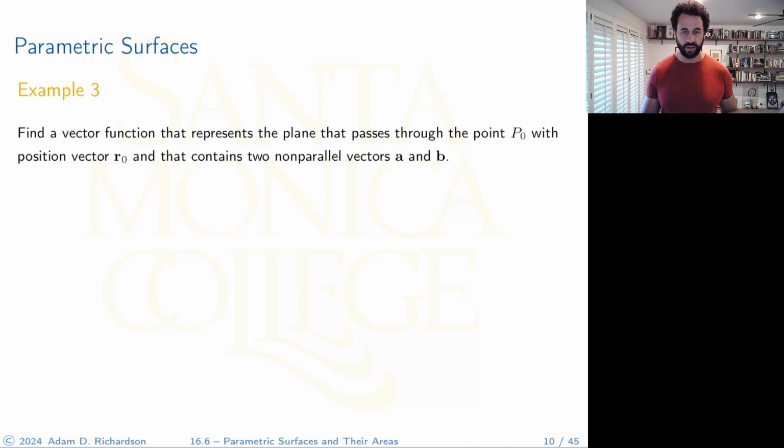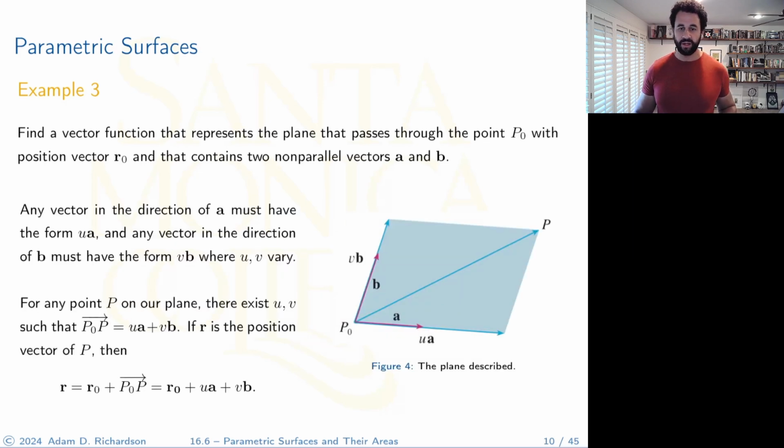Right, here we go. Okay, so first thing is this. We need some kind of parameters, right? So we have this point P naught that basically gives us an initial starting point, right? And then we know that the plane also contains these two vectors, but we can scale those vectors by any amount that we want. So any vector in the direction of A must have the form uA, where u is a scalar. And any vector in the direction of B must have the form vB, where v is a scalar. And u and v can vary, right?